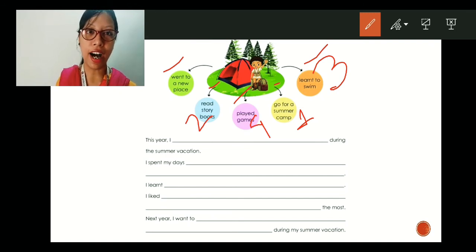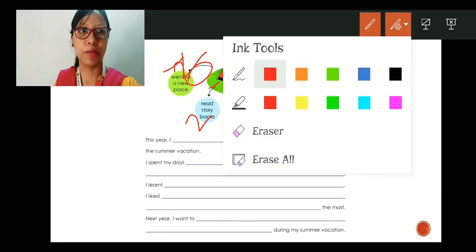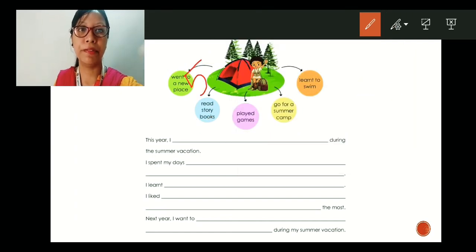Next year, I want to go to a new place during my summer vacation. So this will be number 5. Just wait a minute. Yeah, this is number 5. Yes. So the first one will be, let us read the whole paragraph now.